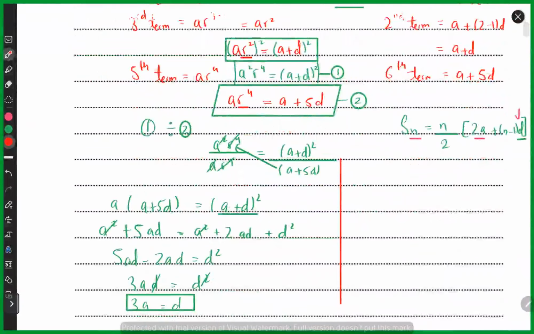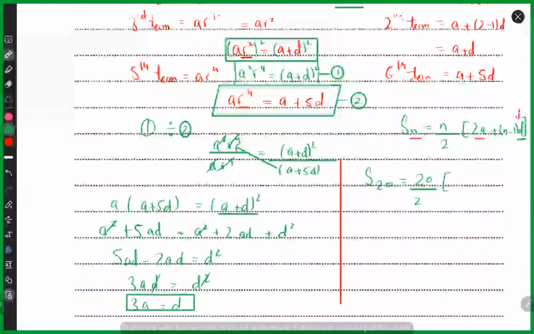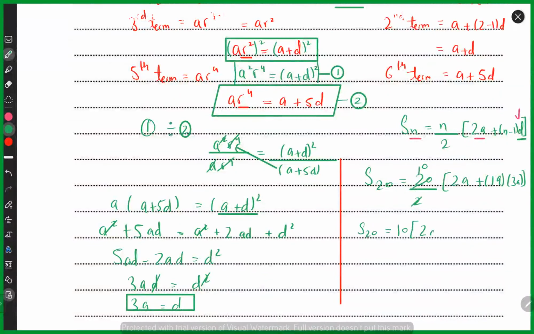It is going to be S20 equals 20 divided by 2, multiplied by 2A plus 20 minus 1 is 19 into D. And I'll write D in terms of A. This would give me 10. So S20 is equal to 10 multiplied by 2A plus, again, we have 19 multiplied by 3. This would give me 57A. And finally, I am going to get 590A as my answer.